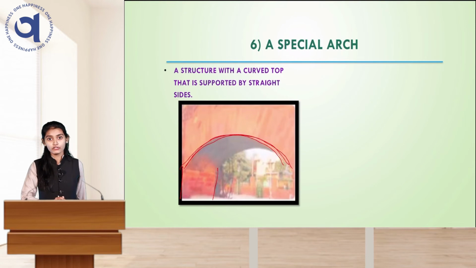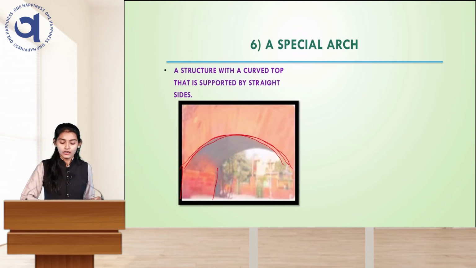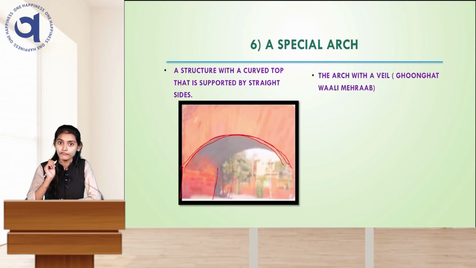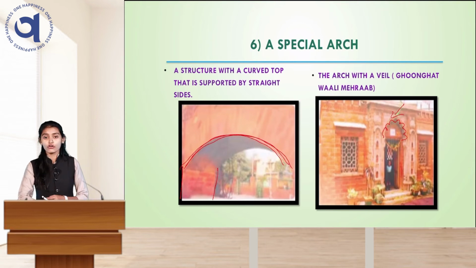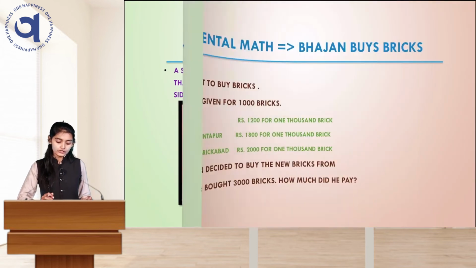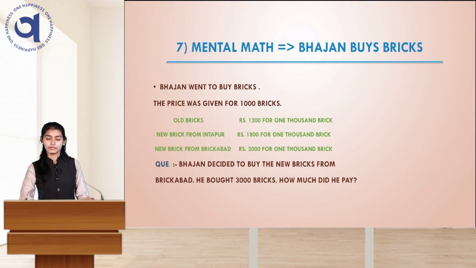But what does special arc mean? Here an arc with a veil is called a special arc. For example, here you can see it is an arc. But what is the difference between these two arcs? This arc has a different pattern. See, it has a different pattern, and we can say it has a veil, and it also has a special name, Ghungat Wali Mehrab.